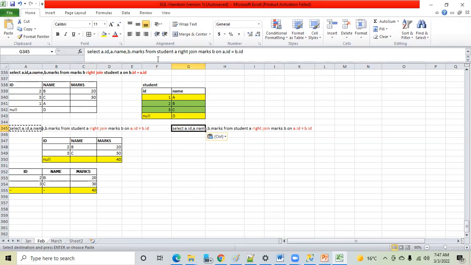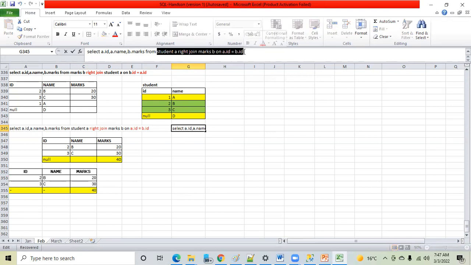Left join the marks. Sorry, marks. I'm deleting this first of all. Now tell me. From? Marks. Marks, very good. Not A. Sorry, B, because you're taking marks from B, no? So write B, B left join A, student A. That's all. On a dot id equal to b dot id. After the on condition, you don't have to bother. You can reverse the SQL. That will not be a problem.